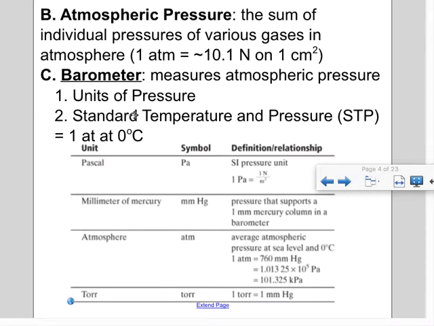We also use an instrument called a barometer that can measure atmospheric pressure. And if you ever come across STP, or standard temperature and pressure, they're just saying 1 ATM, 1 atmosphere at 0 degrees Celsius.